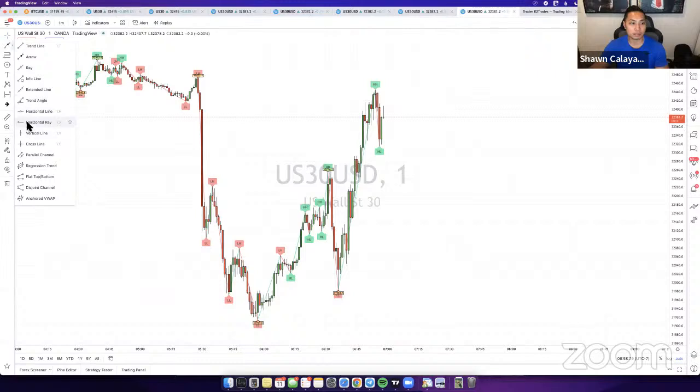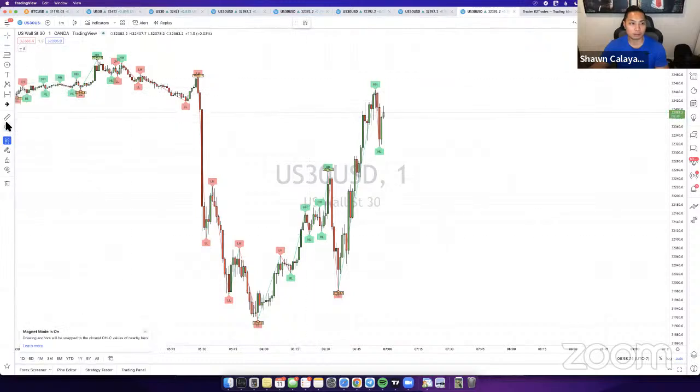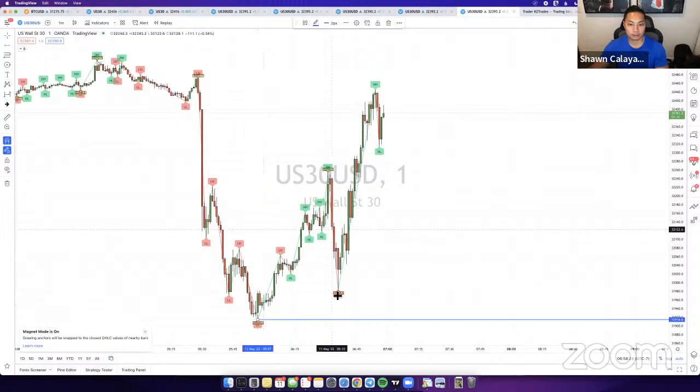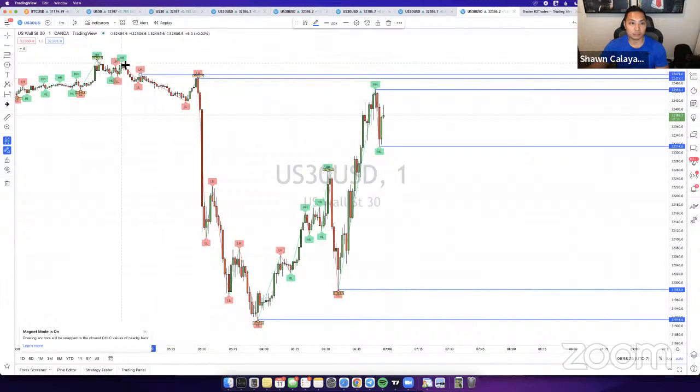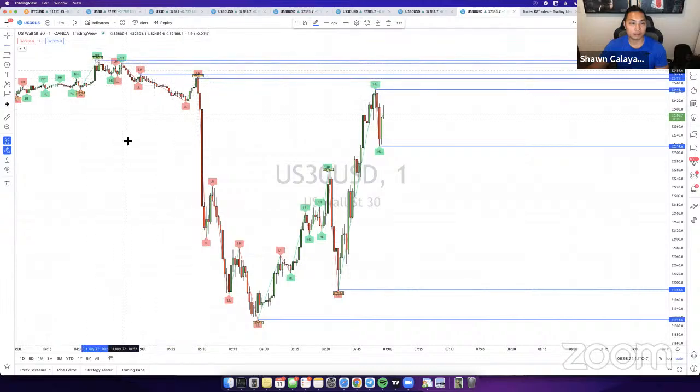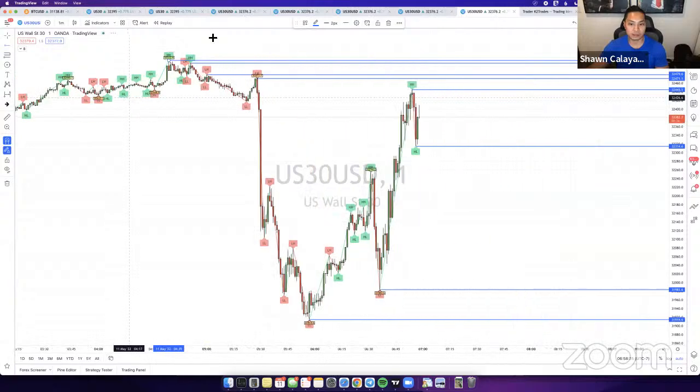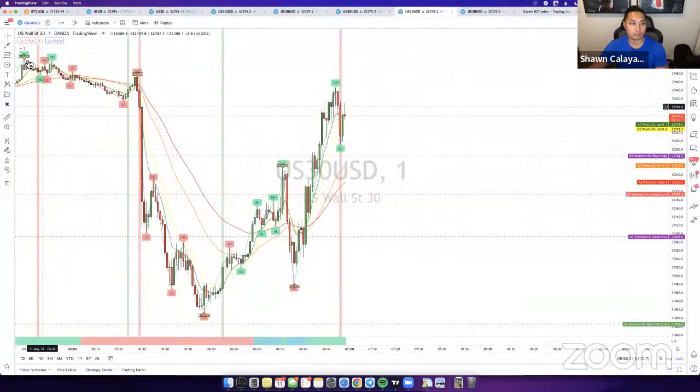So I'm not looking to take any buys, but I will mark up the liquidity. There's a lot of areas of liquidity here that have not been hit and they still need to be hit. So I wouldn't be surprised if price continues to push around. So let's do this over here as well. We'll just play around with the Oanda for today.